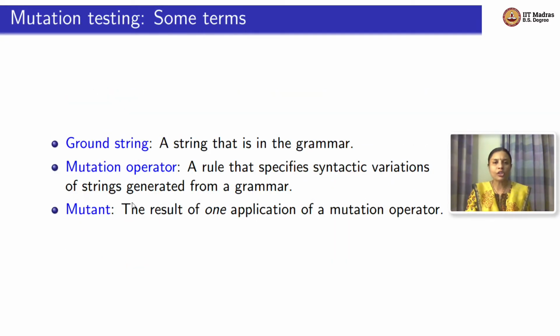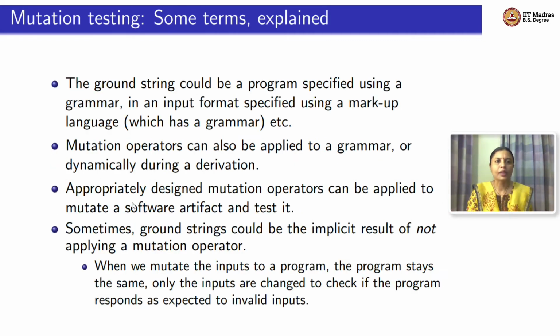So some terminologies in mutation testing. Ground string is the string in the grammar, that is the base software artifact or the program to which we apply mutation. It's called the ground string. It's a string generated by the underlying grammar. Mutation operator is basically one rule that specifies one syntactic variant that you specify on the program. Mutant is the result of application of a mutation operator. Exactly one application of a mutation operator, as we saw in that example.